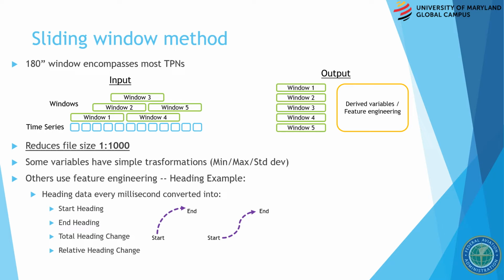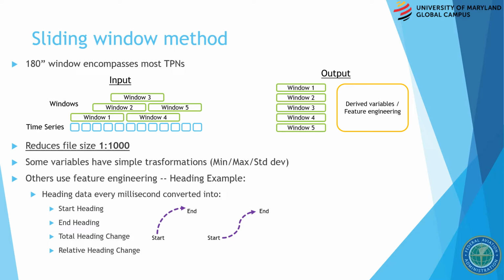Some of the variables, like I said, are just derived. They have very simple transformations, basically taking that 180-second chunk and finding the min, the max, the standard deviation, and the average. All those types of variables are recorded as simple transformations, and that applies to the majority of the features. For others, I went a little further and used some feature engineering.